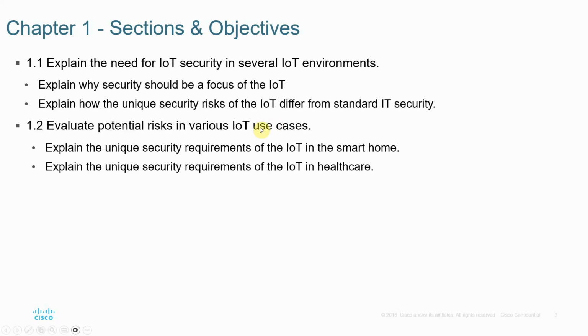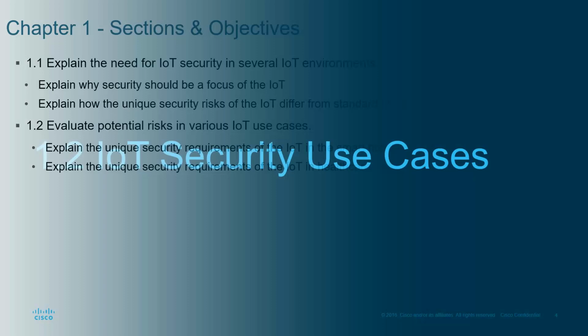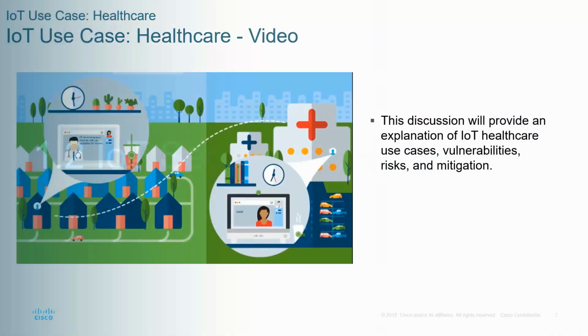Today we'll go through the various use cases. The first use case we'll go through is IoT healthcare. Upcoming is a video that explains how IoT healthcare has a use case, and some of the vulnerabilities, risks and mitigation. Let's take a look at the video then.